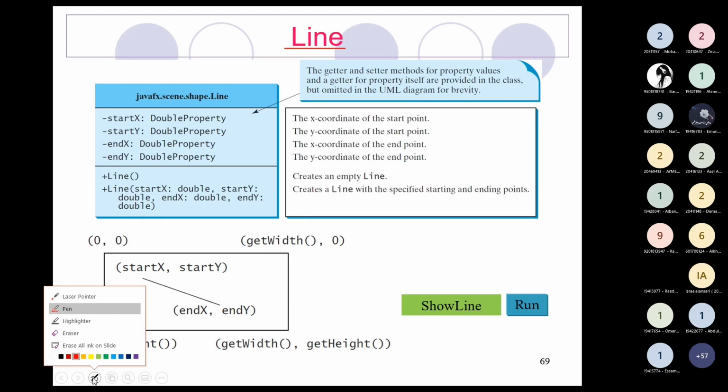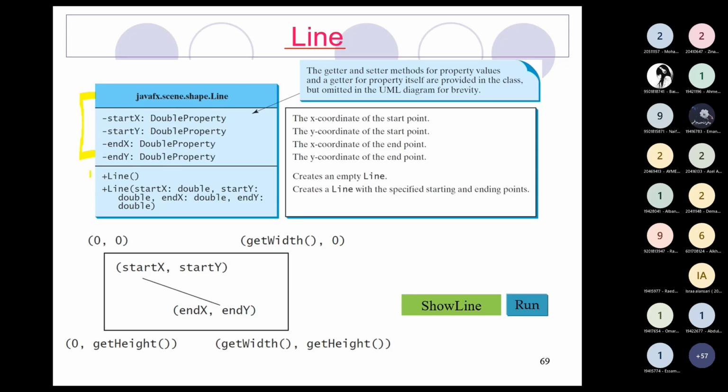So we need to define how many arguments? 4. Let's start an X, we'll start a Y, and end an X, and then end a Y. And similar to a text, it has its own attributes, but it's different here because we need to define the start and the end for the X and the Y, and it's supposed to be double.